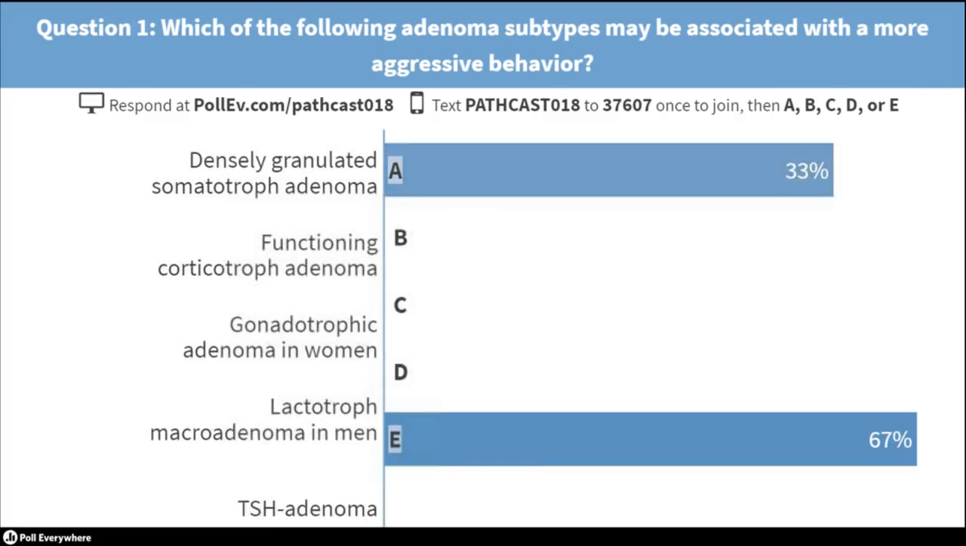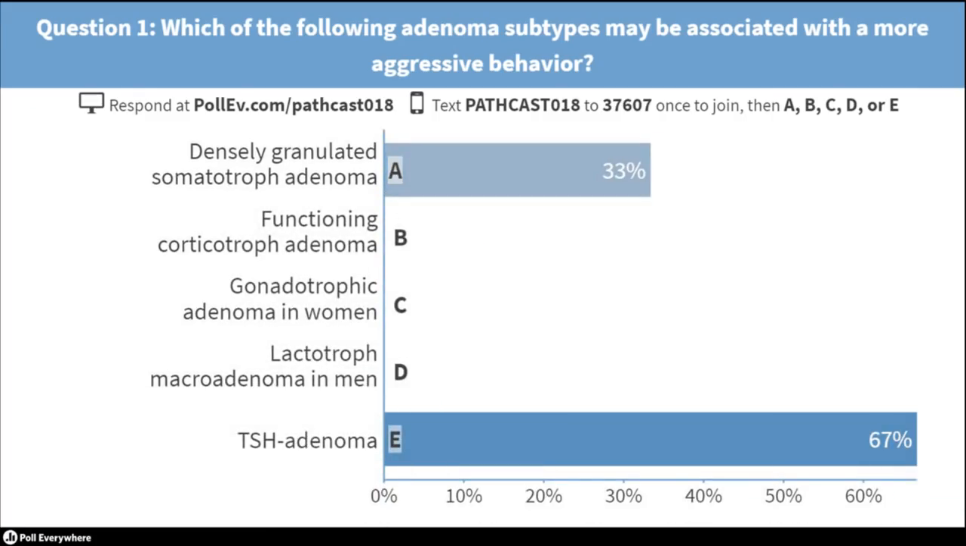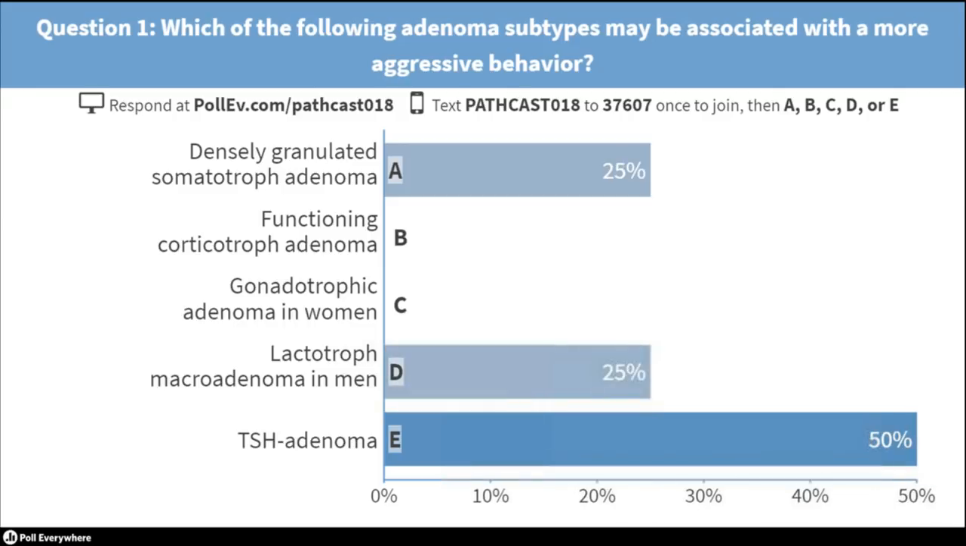So this is question number 1. Which of the following adenoma subtypes may be associated with a more aggressive behavior? So the polling seems to be continuing.